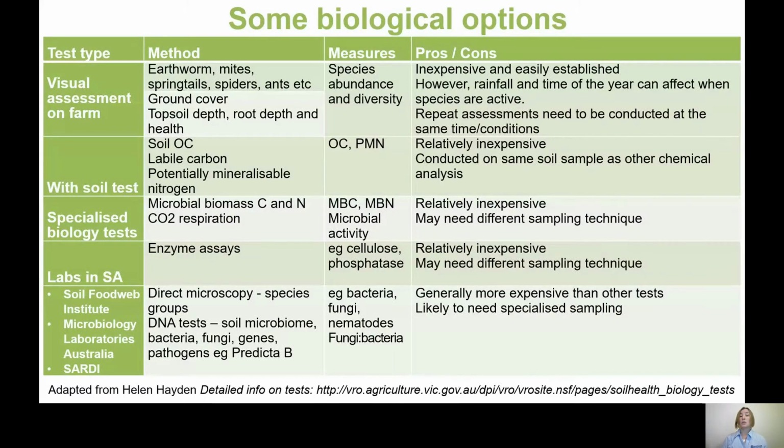Now there's some biological options here, and I have to say I'm definitely not an expert in biology. This is just an area that I'm only just touching the tip of the iceberg on. And so I've adapted a slide that Mel had from Helen Hayden, from Ag Victoria, about biological options that we can use. And really she's separated it into assessments, visual assessments that can happen on farm that can be done by managers. And this is looking at species abundance and diversities of things like earthworms.